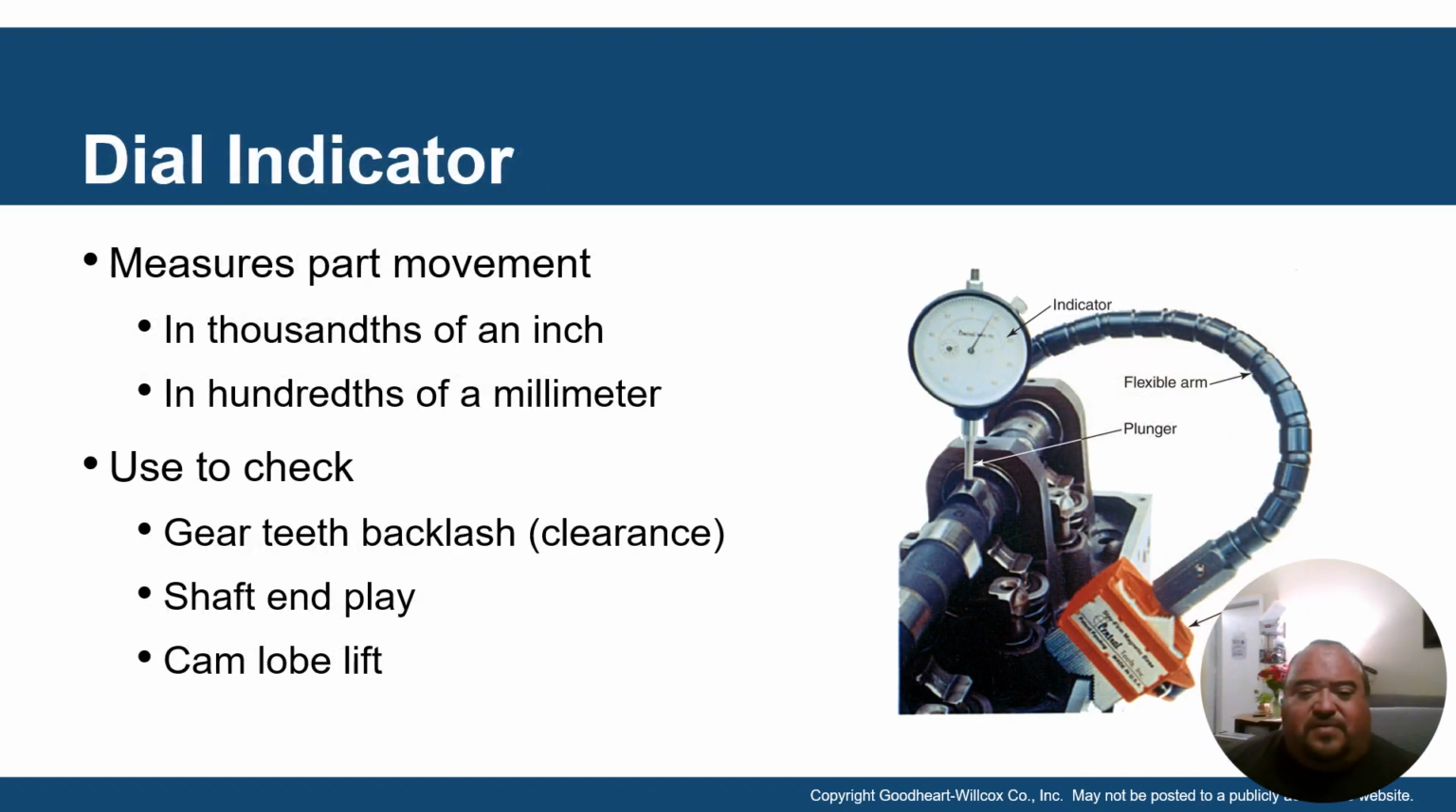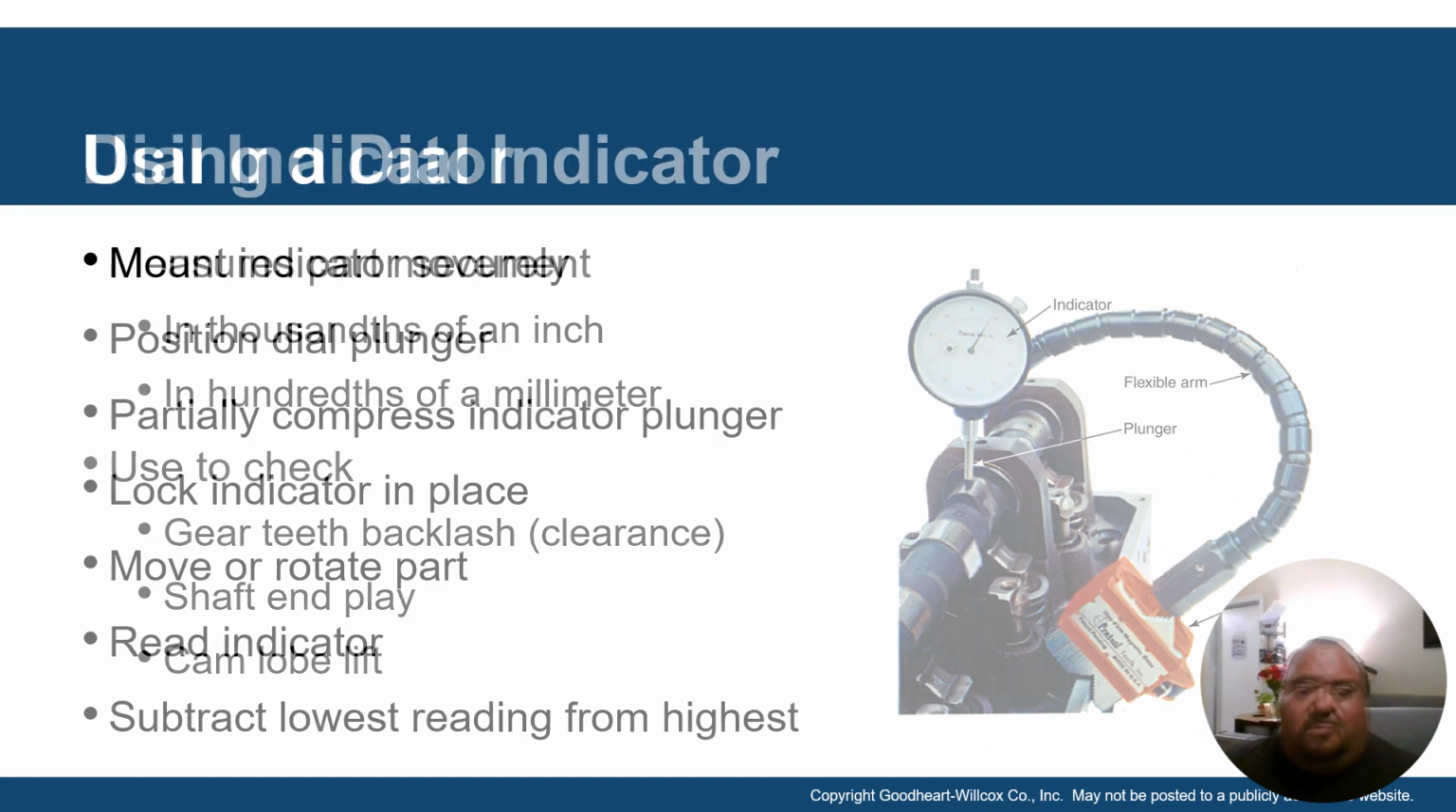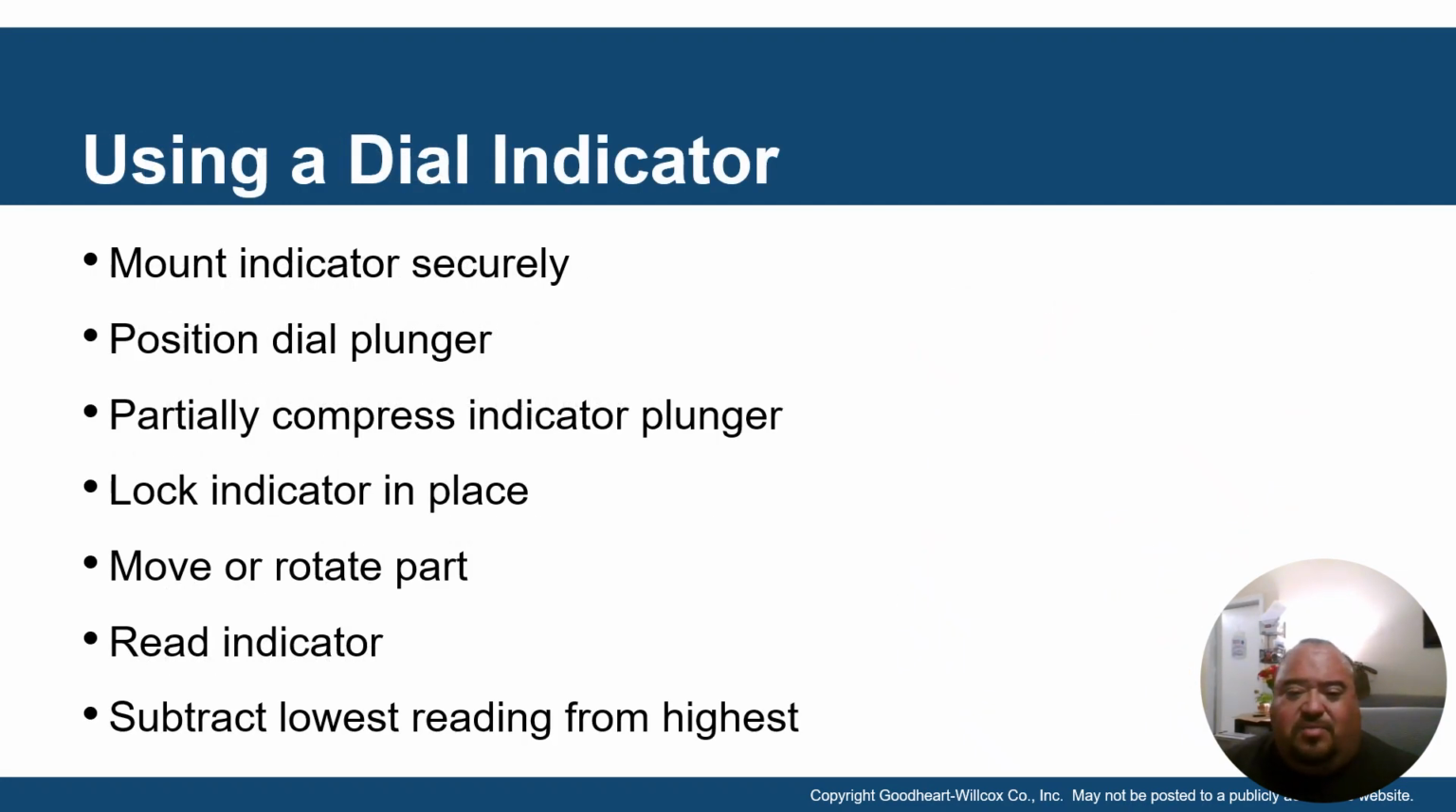Another tool that's used frequently is a dial indicator. It measures part movement in thousandths of an inch and hundredths of a millimeter. It's used to check gear teeth backlash, shaft end play, or cam lobe lift. When you're using a dial indicator, you mount the indicator securely, position the dial plunger, partially compress the indicator plunger, lock the indicator in place, move or rotate the part, read the indicator, and subtract the lowest reading from the highest reading.